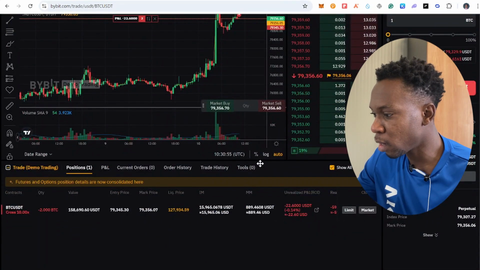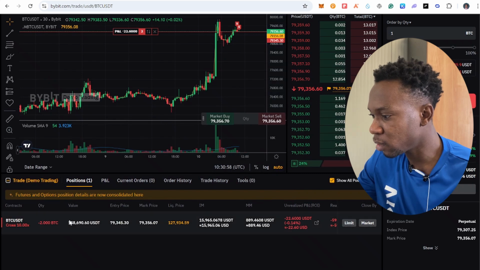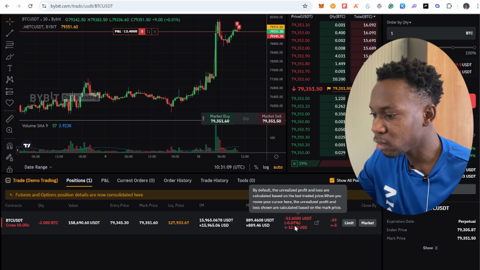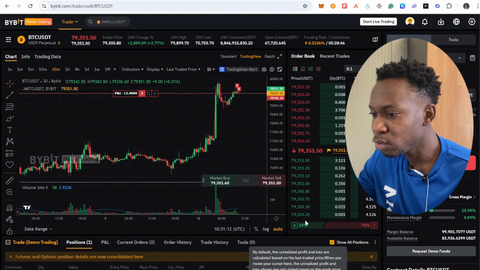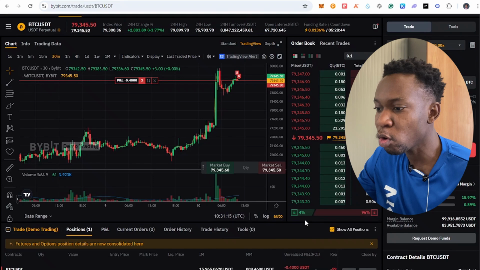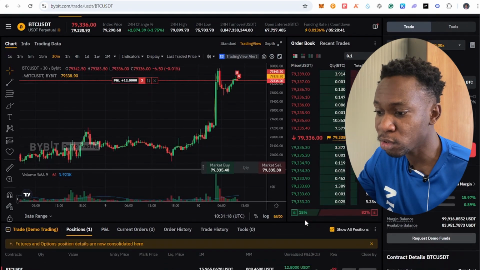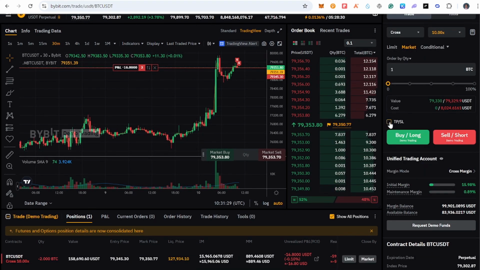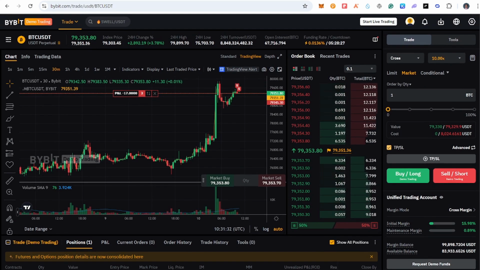You want to come to your position right here, and you see right here this is in loss, $12 USDT. If you are trying this out, there are some stops you can set. You can set your stop loss right here. Let's say for instance I want to take a trade, and I want to set a stop loss.